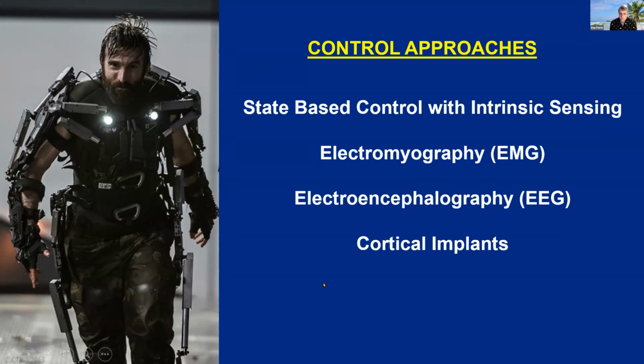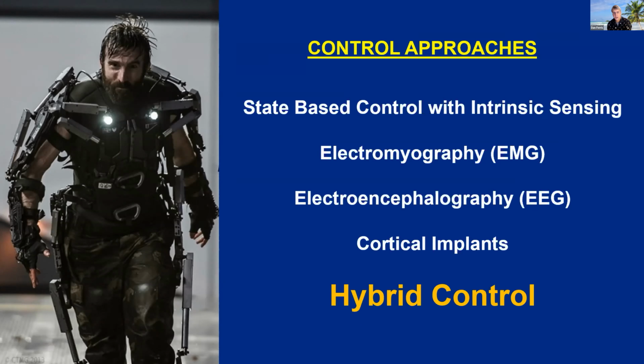Then there's always cortical implants. Can we actually do a surgery and implant a computer chip into the motor cortex or the posterior parietal cortex and use that to get some signals out of the brain and use it as a feed-forward signal for the exoskeleton? And in reality, if I were to look forward 10, 15 years in the future, my prediction would really be that we're going to use some hybrid control. We're going to use variations of some of these four different categories up above.